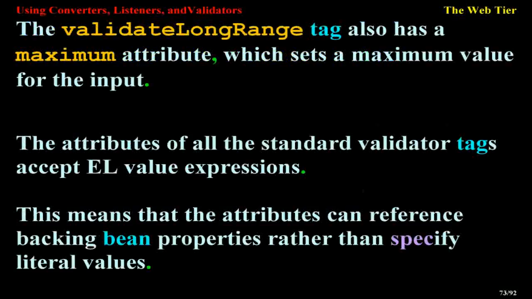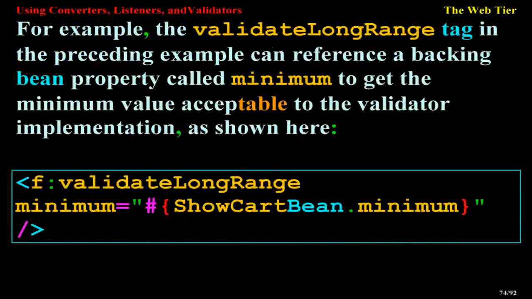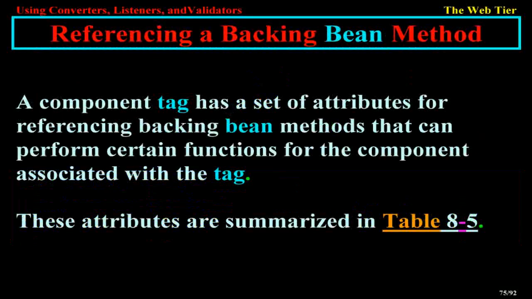The validateLongRange tag also has a maximum attribute, which sets a maximum value for the input. The attributes of all the standard validator tags accept EL value expressions. This means that the attributes can reference backing bean properties rather than specify literal values. For example, the validateLongRange tag in the preceding example can reference a backing bean property called minimum to get the minimum value acceptable to the validator implementation, as shown here. <f:validateLongRange minimum="#{showCartBean.minimum}"/> Referencing a backing bean method.